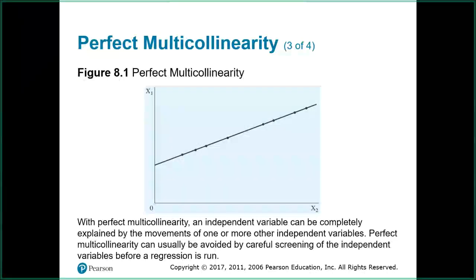Perfect multicollinearity is pretty easy to spot in your data because the data will look like an exact line. Might be positive, might be downward sloping, but the two variables are exact functions of each other. There's no residual, in other words, when you map one against the other.